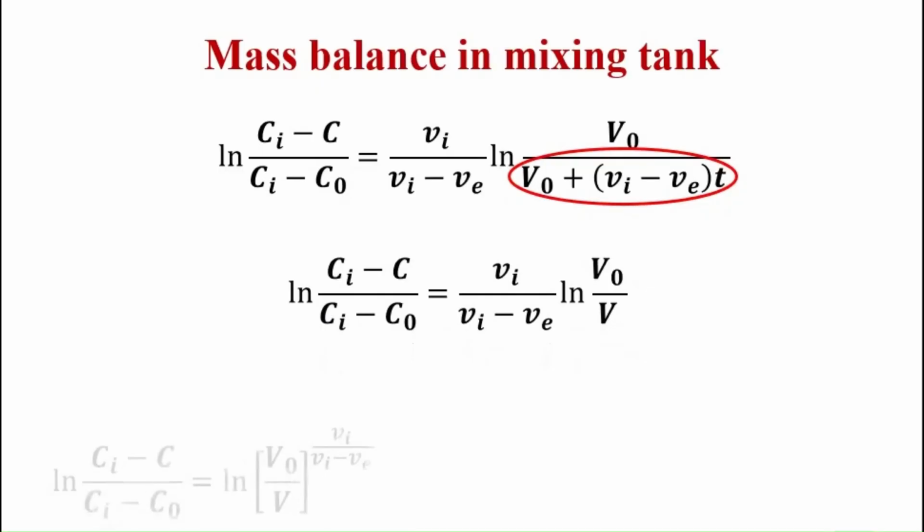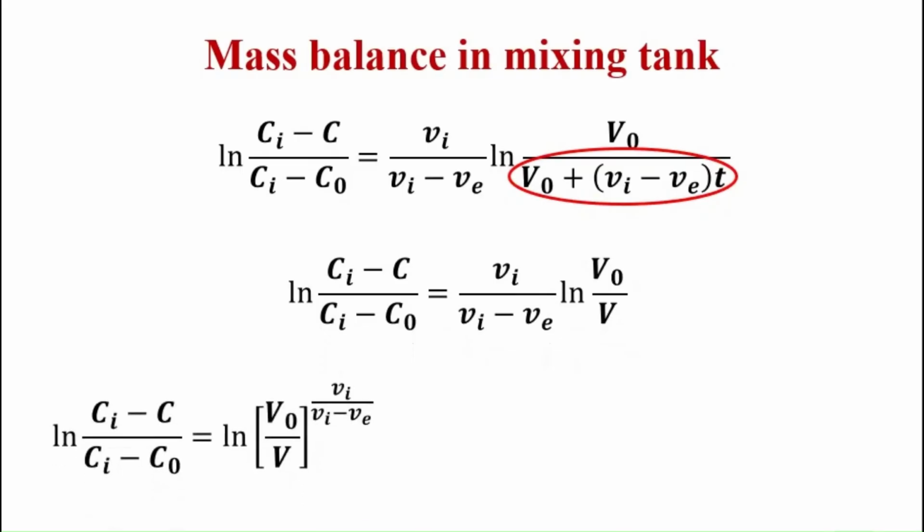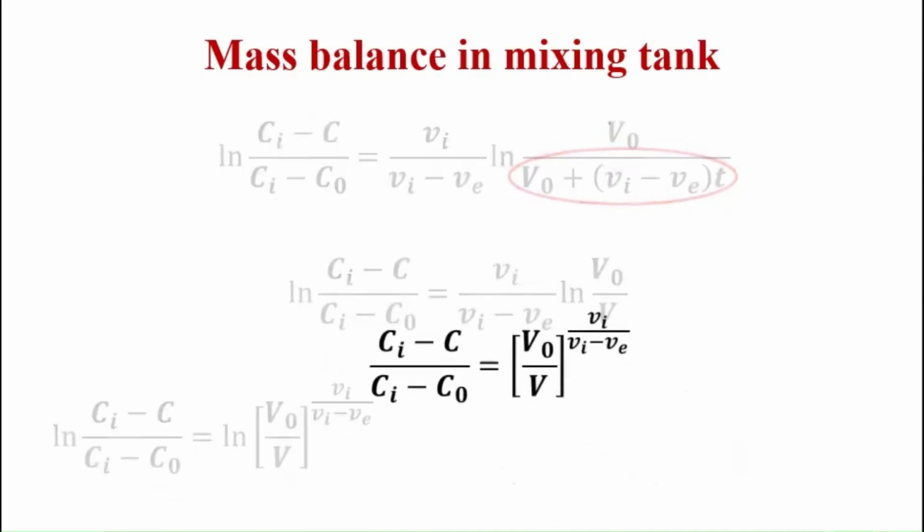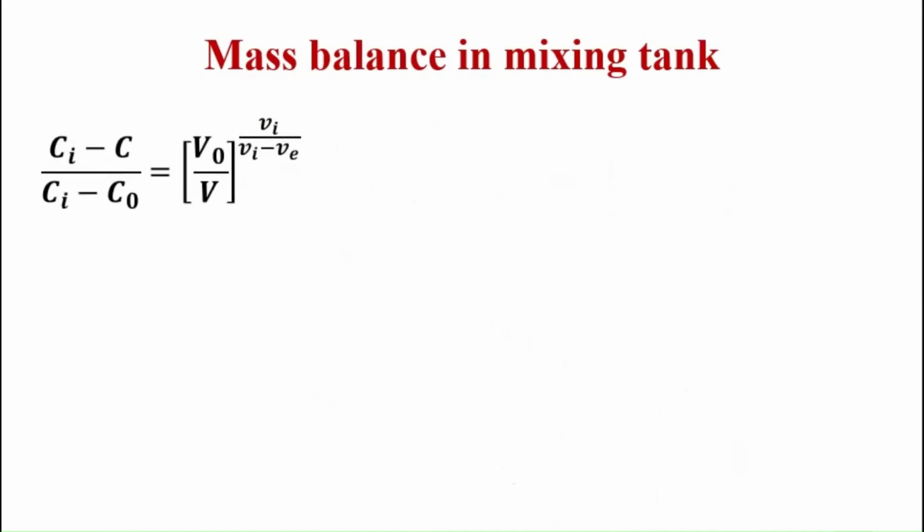Applying logarithmic identities yields a relationship that allows us to calculate the concentration once the volume in the tank is known. As the volume increases, the concentration also increases. If the tank volume were infinite, the concentration would asymptotically approach the inlet concentration.